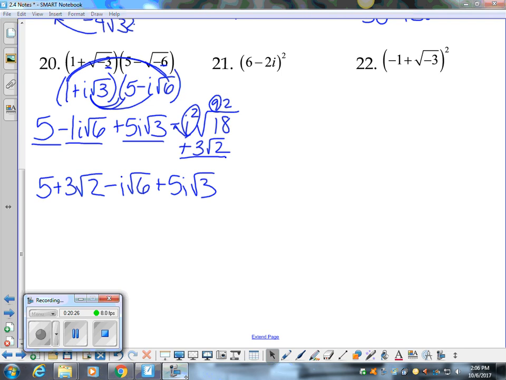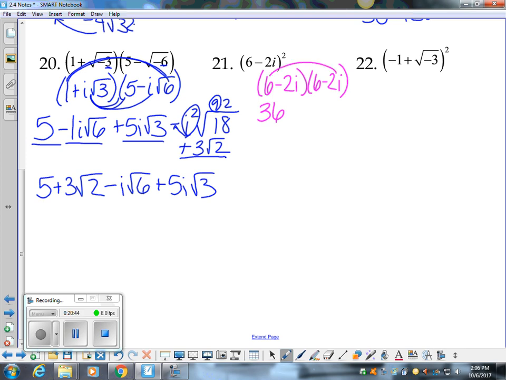Okay, for 21, I'm going to write it twice. And then I'm going to lobster. No i's I need to pop out, no negatives up under the root, so I'm good. So 36, and let's see, that's going to be a negative 12i, and that's going to be a negative 12i, so that's a negative 24i. And that's going to give me a positive 4i squared. i squared is going to make that a negative 4. So now I'm at 32 minus 24i.